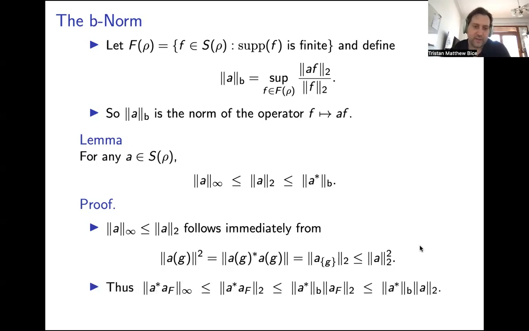So that essentially gives you one direction, right? Because this was true for arbitrary G. So therefore, the infinity norm of A has to be below the 2 norm of A, right? Okay, and that's okay. So that's what I'm saying here. So yeah, there's A star A, square to A.